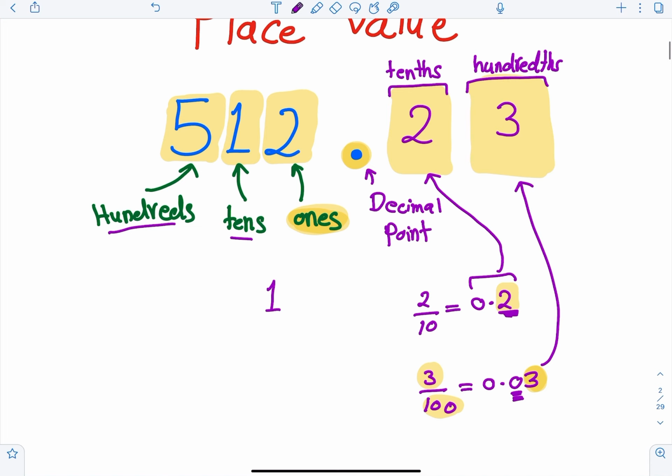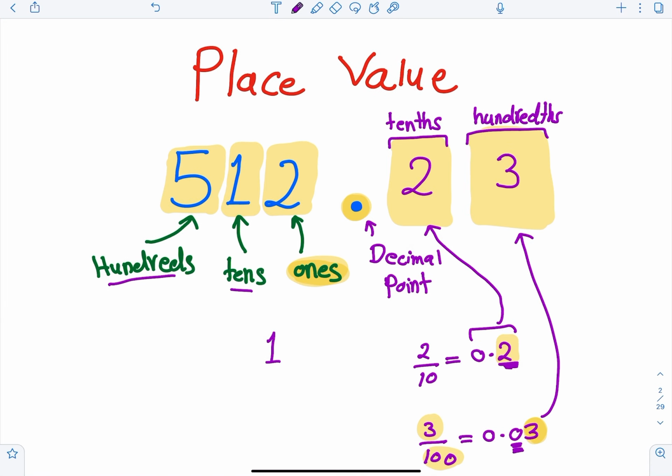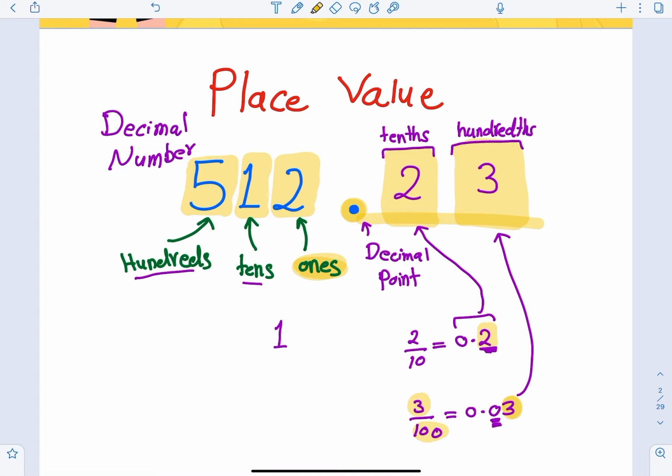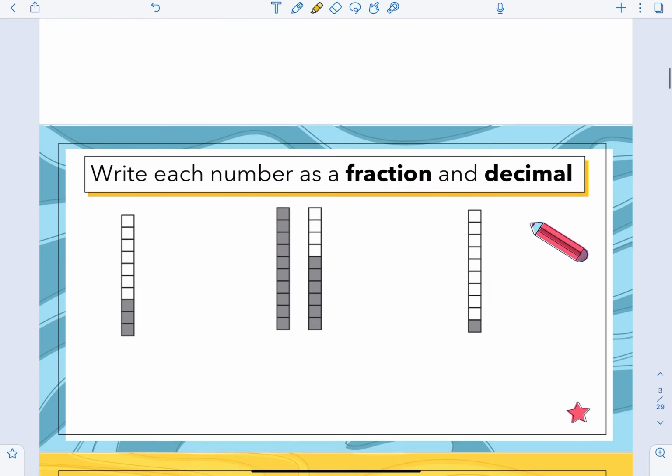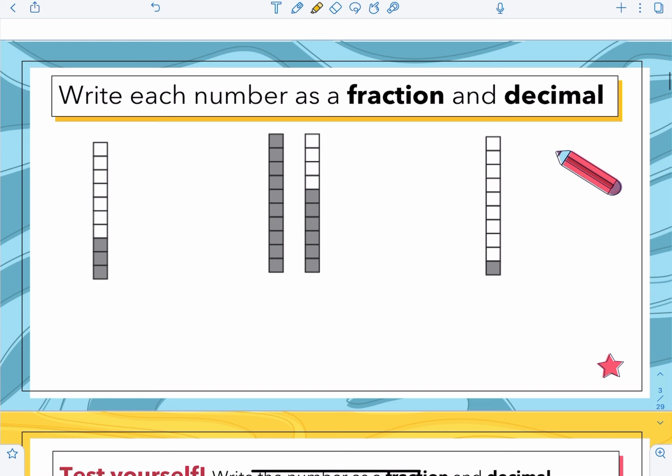So this is how I write numbers with decimal numbers, and in general I call all of that number, all of it, from 512.23, I call it a decimal number. So whenever you have the decimal point and you have numbers after that, you will call all of that number a decimal number. Okay?